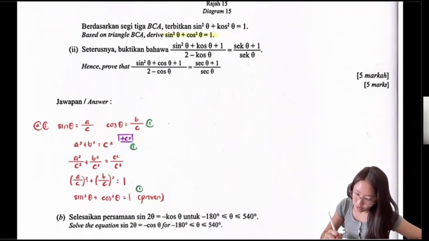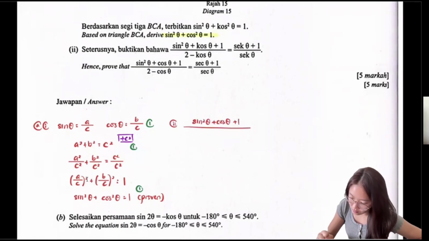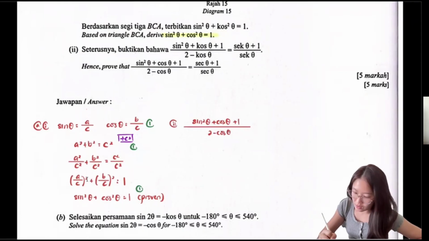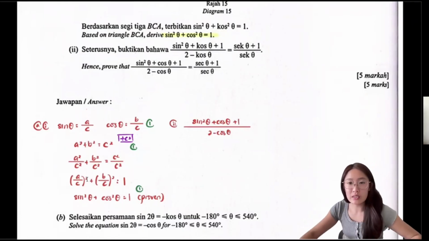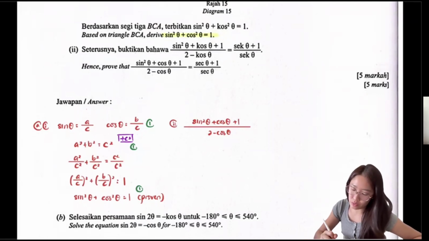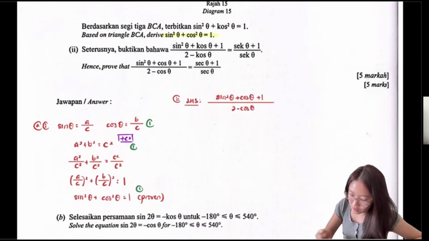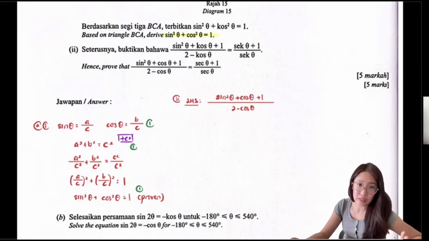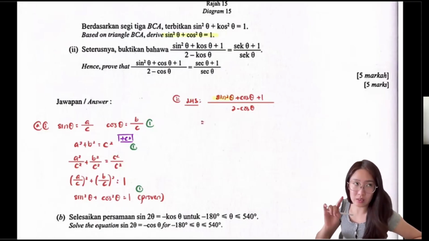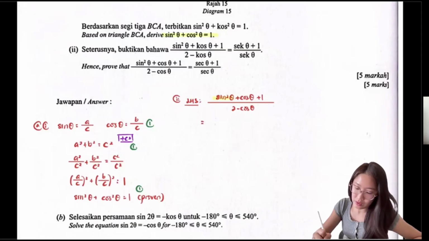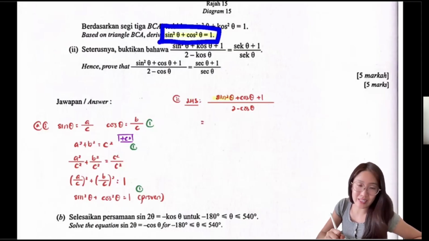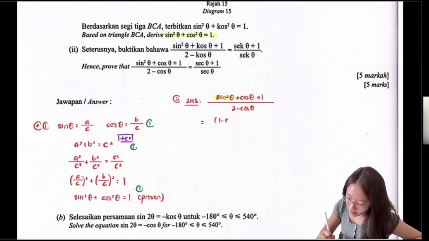Okay, and then part 2. They want us to prove that sine squared theta plus cos theta plus 1 over 2 minus cos theta equals to secant theta plus 1 over secant. Okay, guys, this one, I use the left-hand side to prove the right-hand side. Okay, hold on. This is the left-hand side. So we need to work out something on this, and then until we get this answer on the right-hand side. Okay, pay attention, guys. Your sine squared theta, according to your formula sheet, the 29, if I'm not mistaken, on your basic identity, sine squared you can change to 1 minus cos squared.